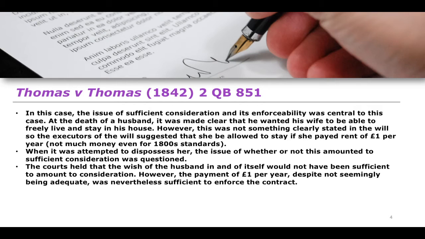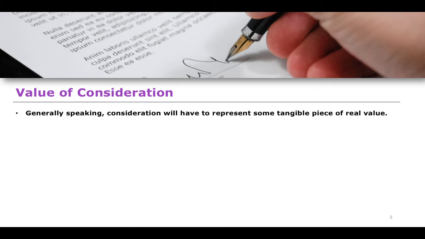Well, the courts held that the wish of the husband in and of itself would not have been sufficient to amount to consideration. So just having the death of the husband and making it clear he wanted his wife to be able to live there wasn't enough in and of itself to amount to sufficient consideration. However, even though it wasn't an adequate amount of consideration, given that it was an unfair deal, given that she was only paying £1 a year for rent, the payment of £1 a year was nevertheless sufficient to enforce the contract, because it was sufficient consideration. And so the question of consideration, generally speaking, is that it will have to represent some kind of tangible piece of real value.